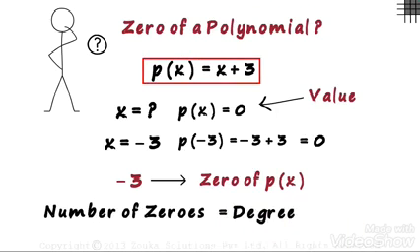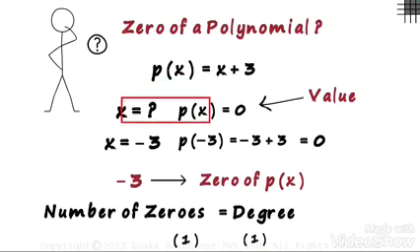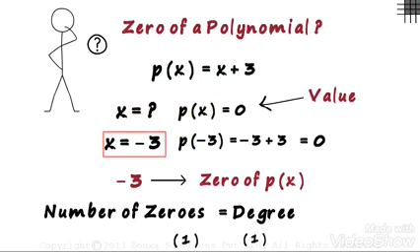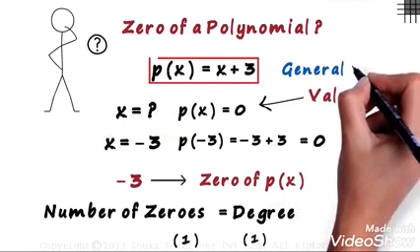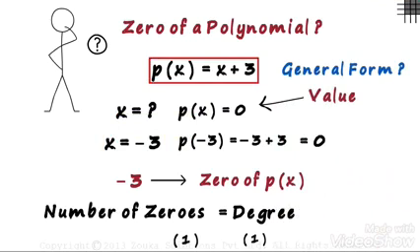Generally, the number of zeros of a polynomial equals the degree of the polynomial. In this particular case, the degree of the polynomial is 1, which is why we have one zero, which is minus 3. What is the general form of these kinds of polynomials with degree 1? We will see that next.